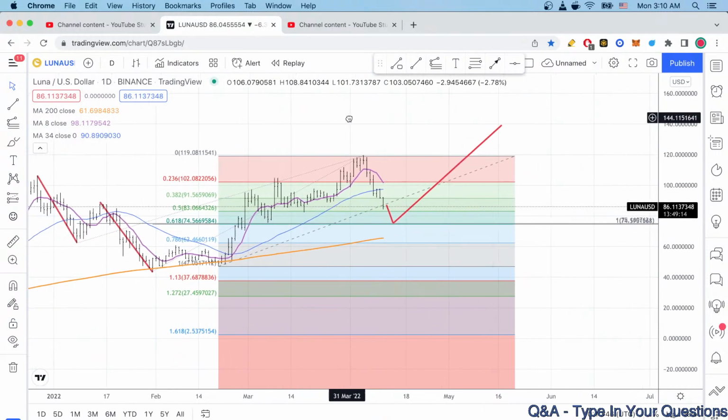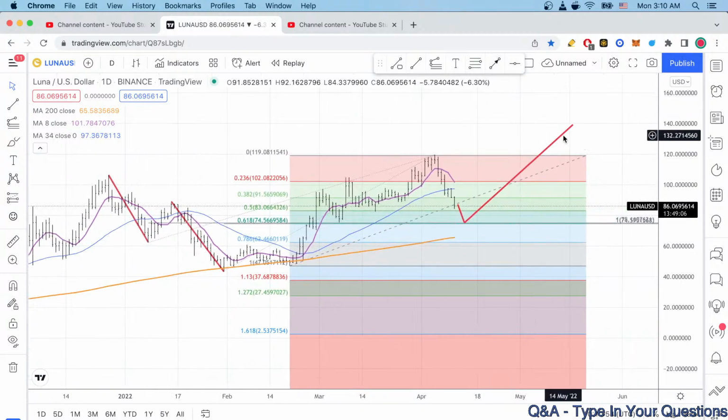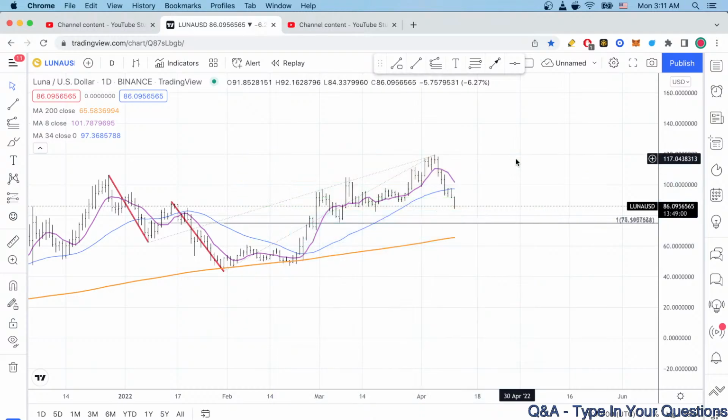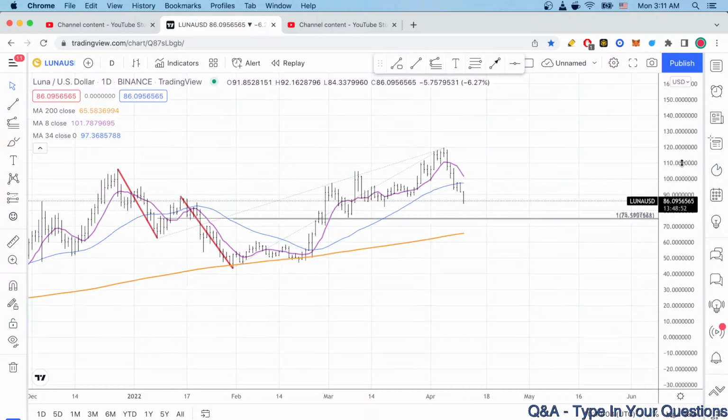Let's go over a couple of charts. The first one I have up is Luna. I went over this just a couple hours ago, but I want to go through again because it's important for us to just master these basics. Now, we don't need to know where the market is going to make money, but we need to identify high probability setups.